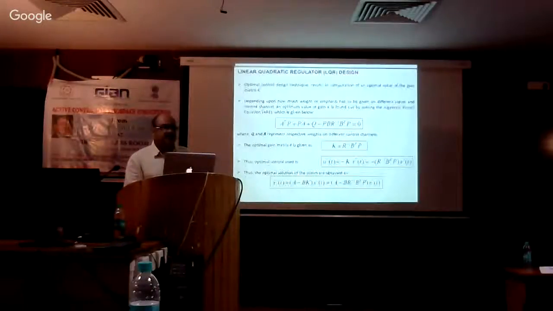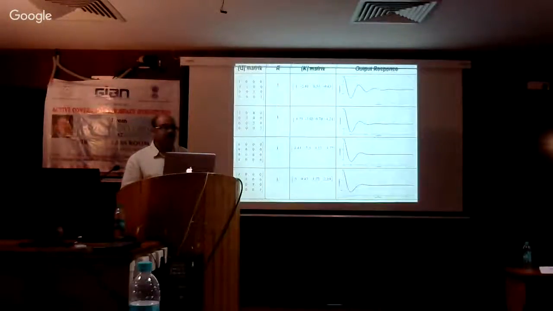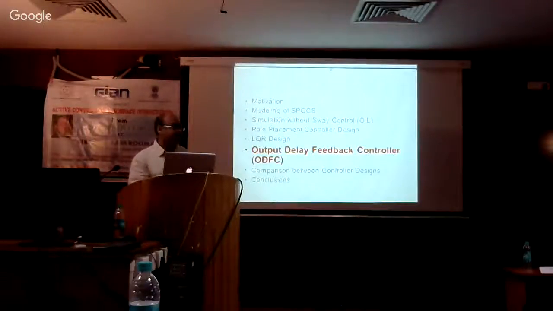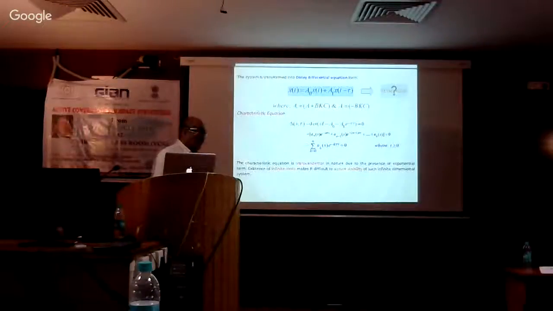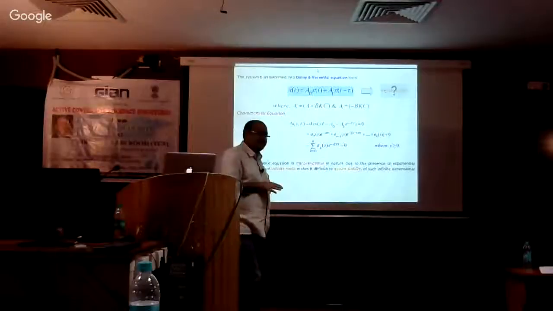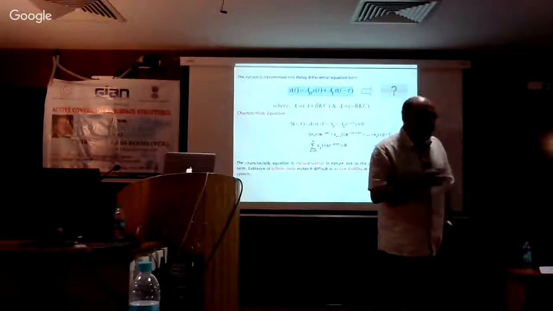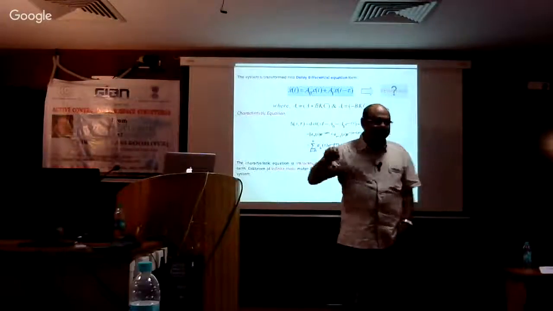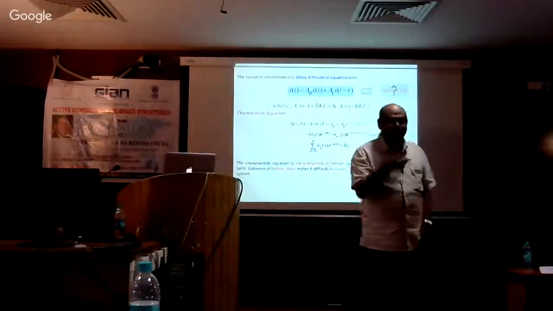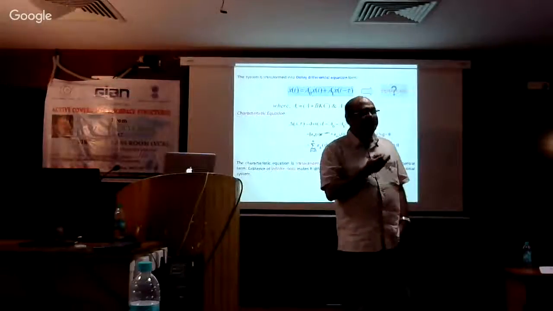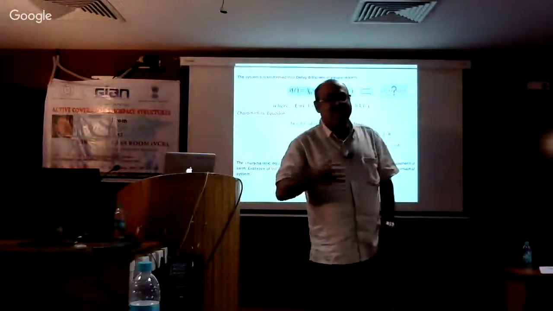Then we tried LQR, it worked, but the gain matrix was coming very, very high. Then we tried to devise a method which is called output delay feedback. So what we did is, there is no delay in the system. It is x dot equal to A x plus B u. What we did is, we substituted in the feedback a delay term. So it was something like u(t) equal to K x(t minus tau).